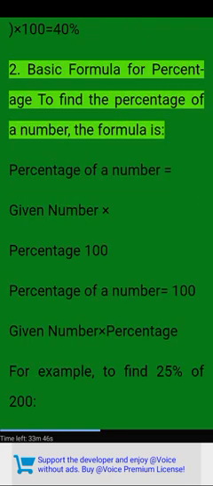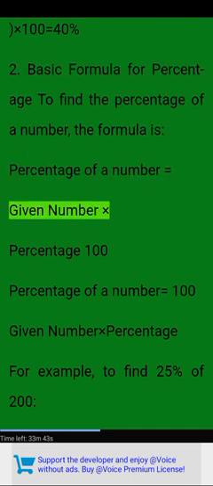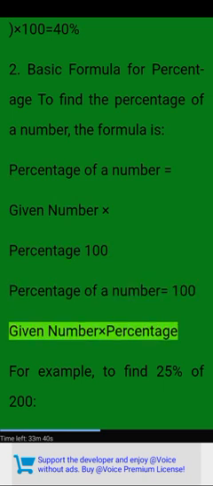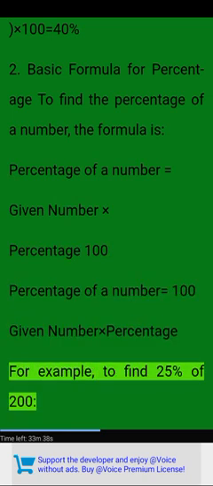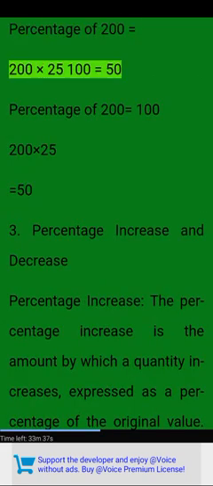2. Basic formula for percentage to find the percentage of a number. The formula is percentage of a number equals given number times percentage/100. For example, to find 25% of 200: percentage of 200 equals 200 times 25/100 equals 50.